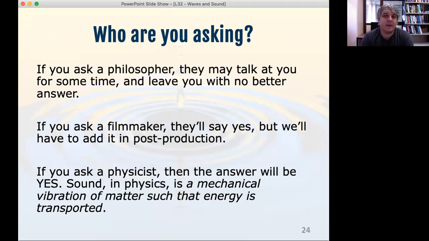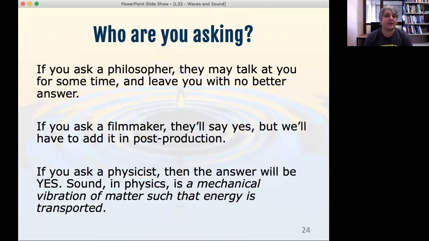Sound in physics is a mechanical vibration of matter such that energy is transported. There's no umming and ahhing. There's no, how do we define this? Sound is the mechanical vibration of matter such that energy is transported. If a tree falls, there will be mechanical vibration of matter such that energy is transported. Right? It's open and shut for physics. So easy for us. For the other ones, that all comes back to the idea of language use.